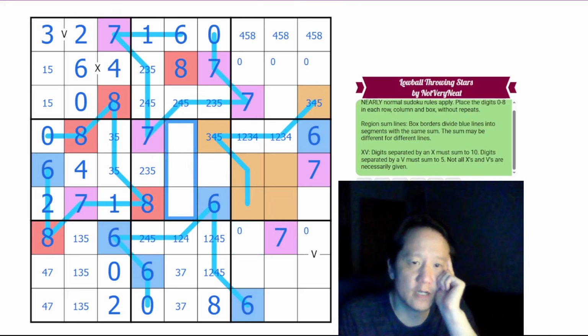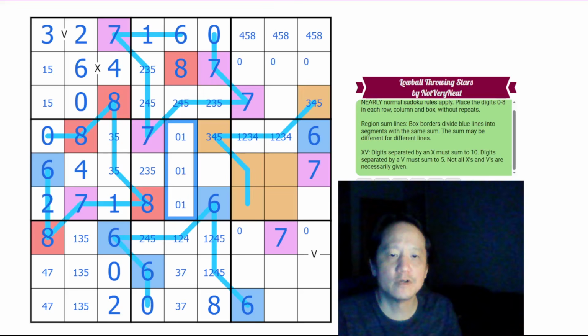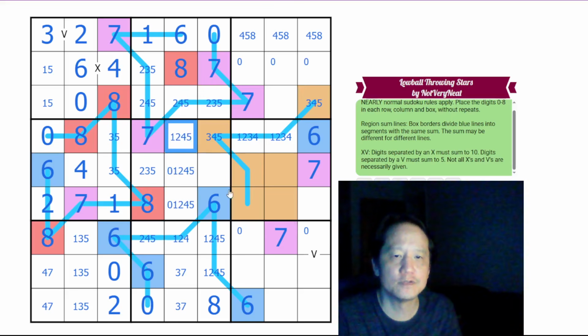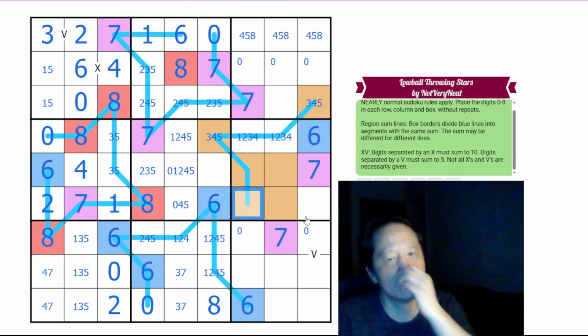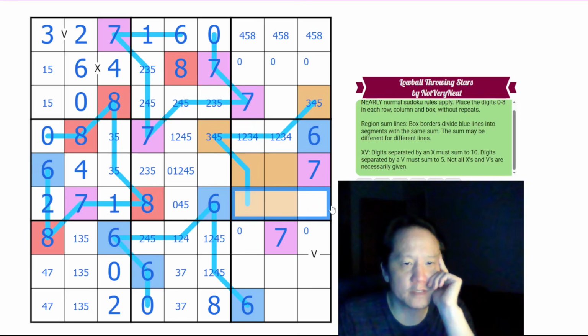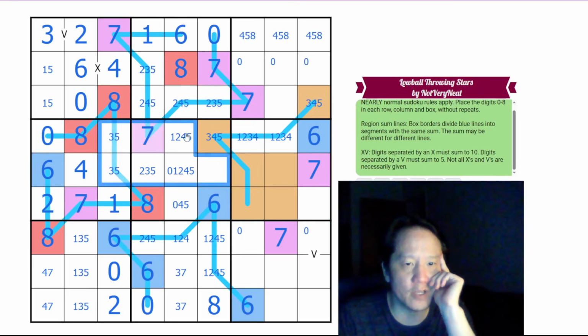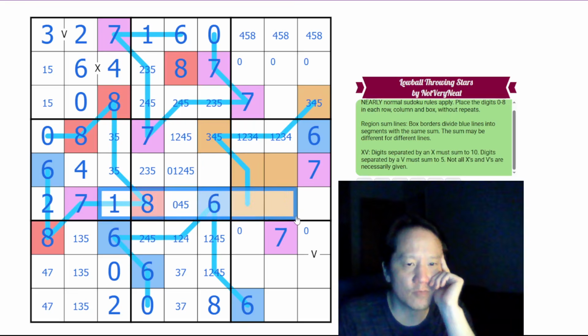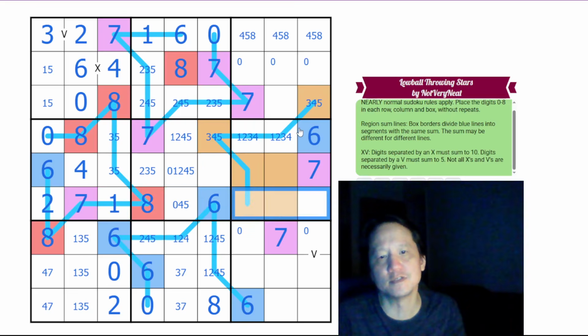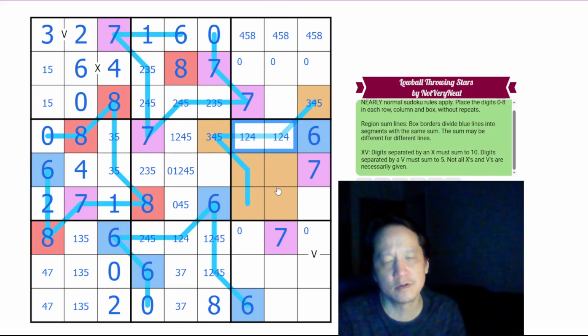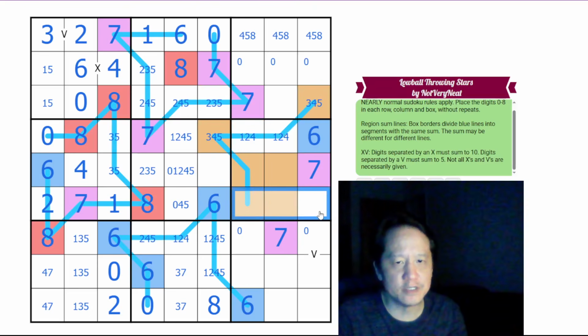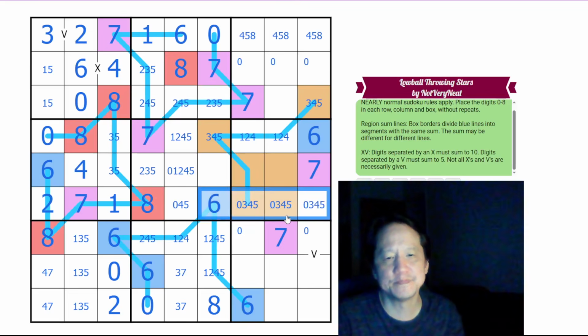Remaining digits in column 5, we have 0, 1, 2, 4, 5. No 0 here because of 0 in the row. No 1 or 2 here because of 1 or 2 in the row. Remaining digits of... Okay, so where is the 3 in row 6? It has to be one of these 3 digits, which means this cannot be 3 here. Remaining digits of row 6 are 0, 3, 4, 5, right?